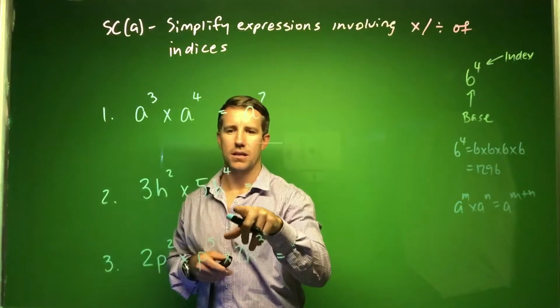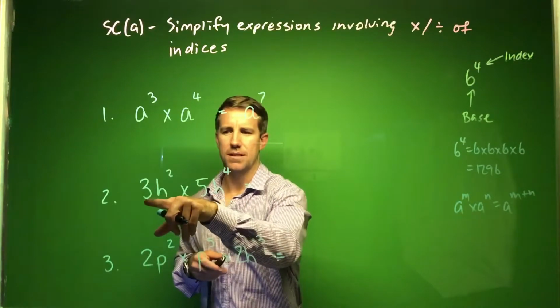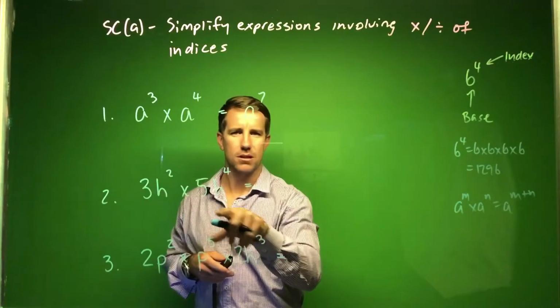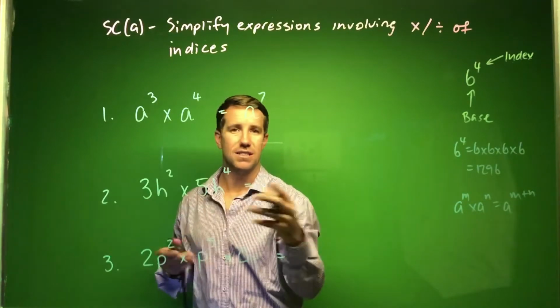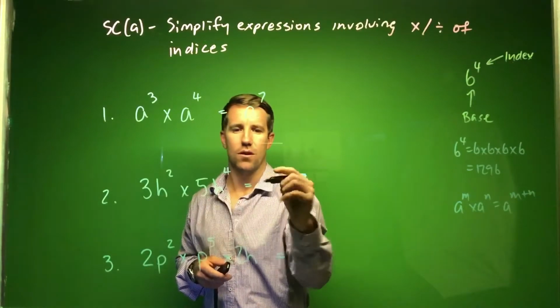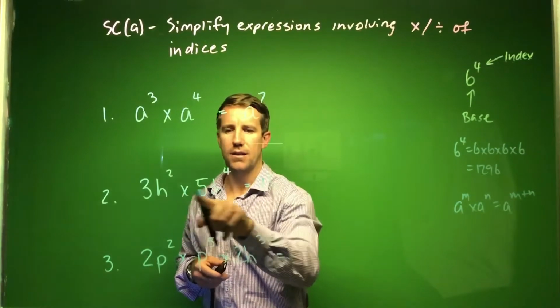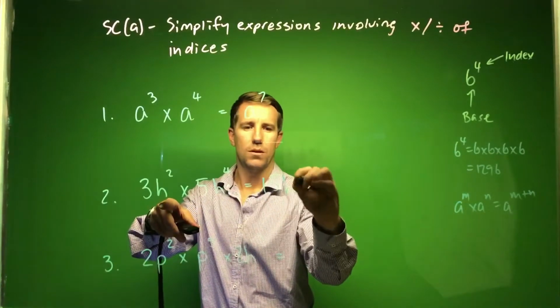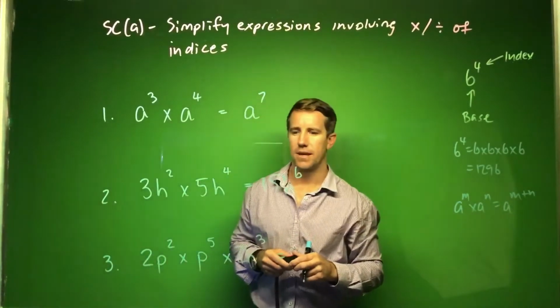Second question here is pretty much the same example, except we've got these coefficients out the front here. With this type of question, we treat the coefficients exactly the same as we would any other number. So first of all, I'm going to look at what 3 times 5 is. It's going to get me 15. h squared times h to the power of 4. Same bases, so that means all we need to do is now go and add indexes together.